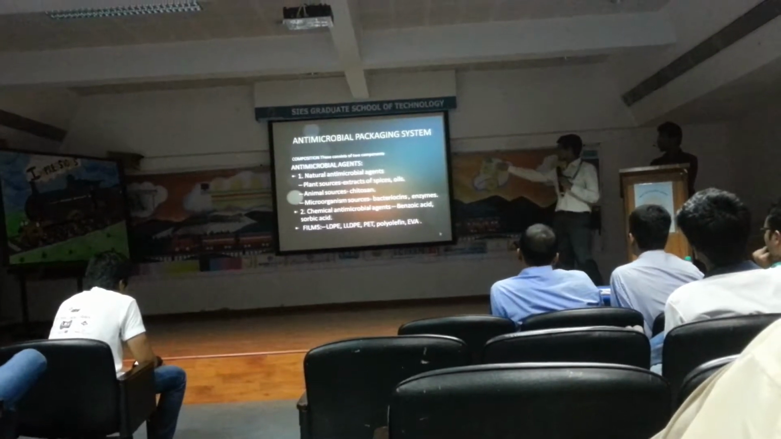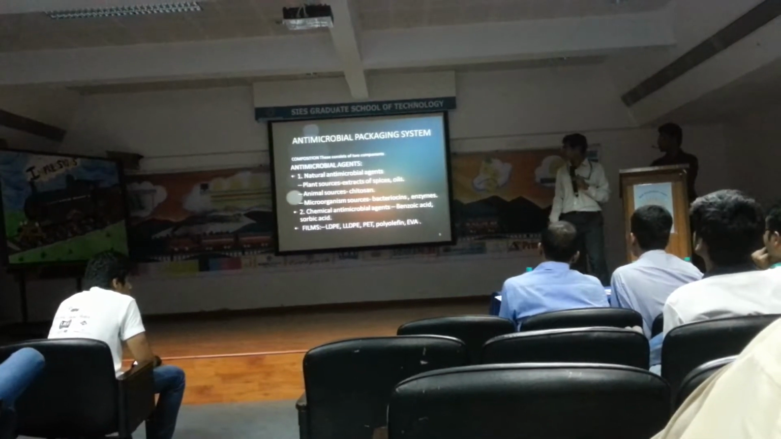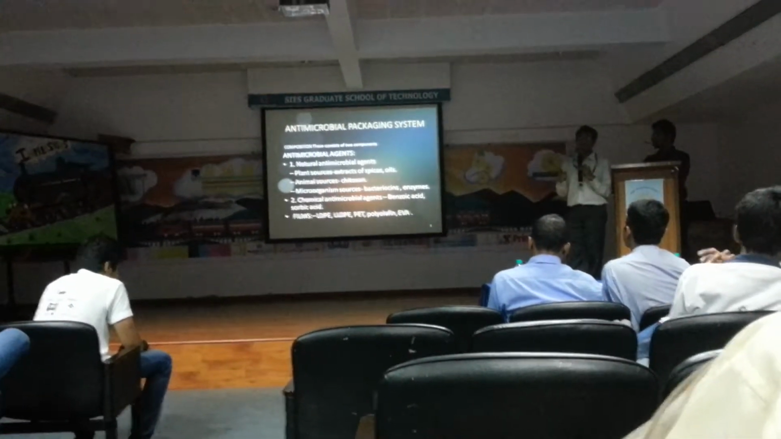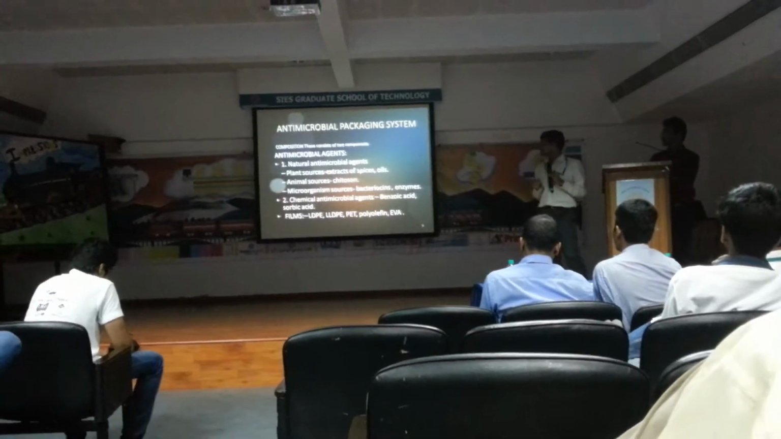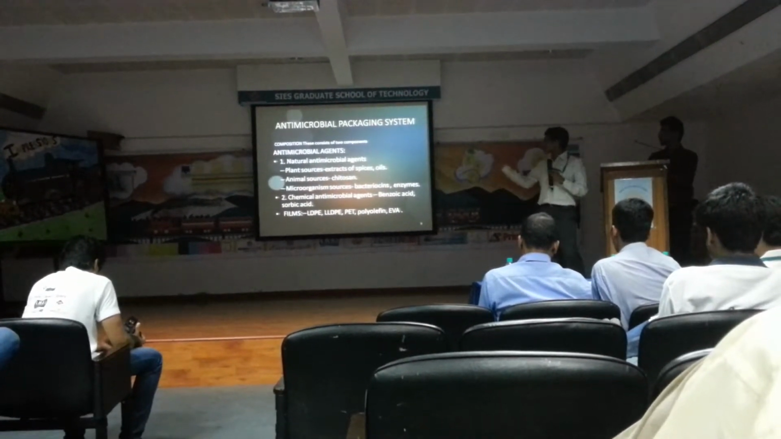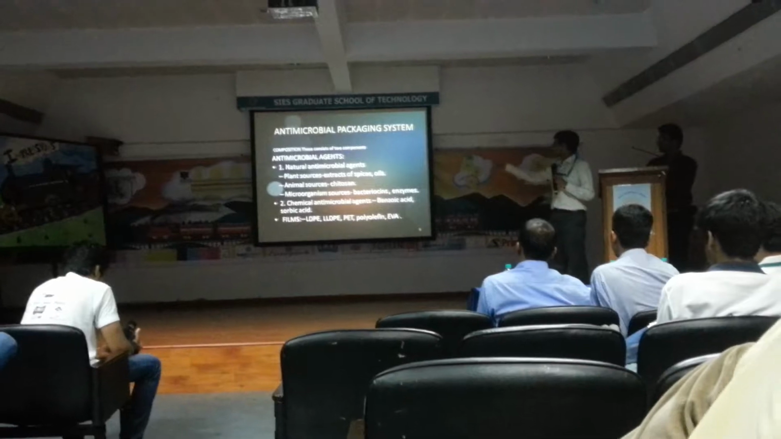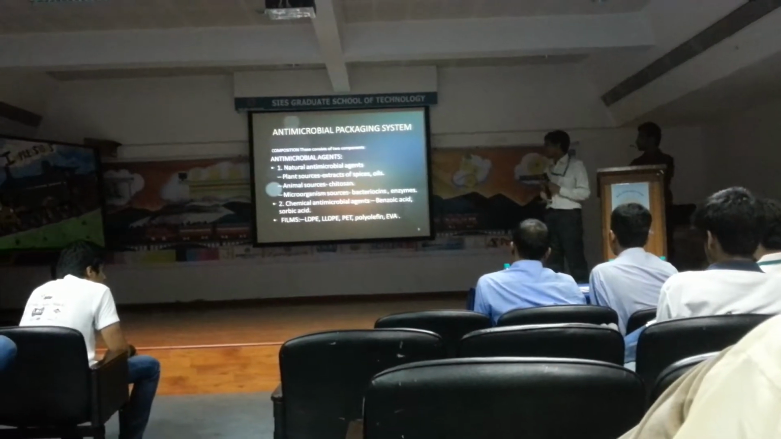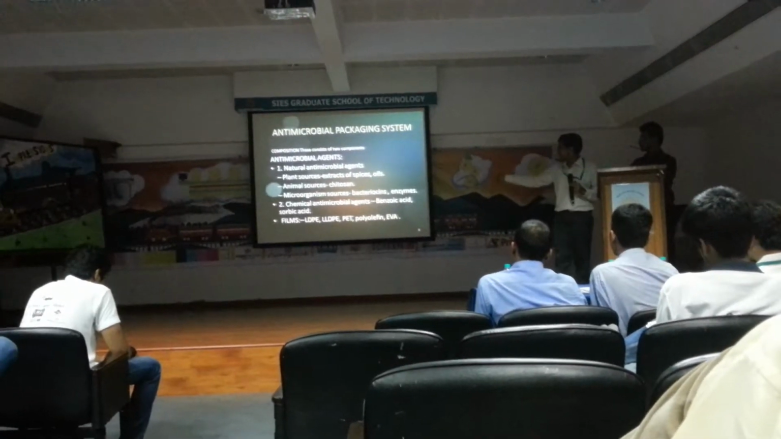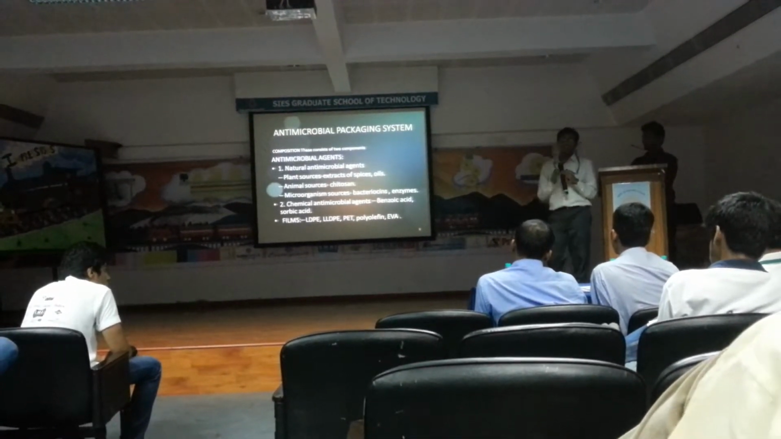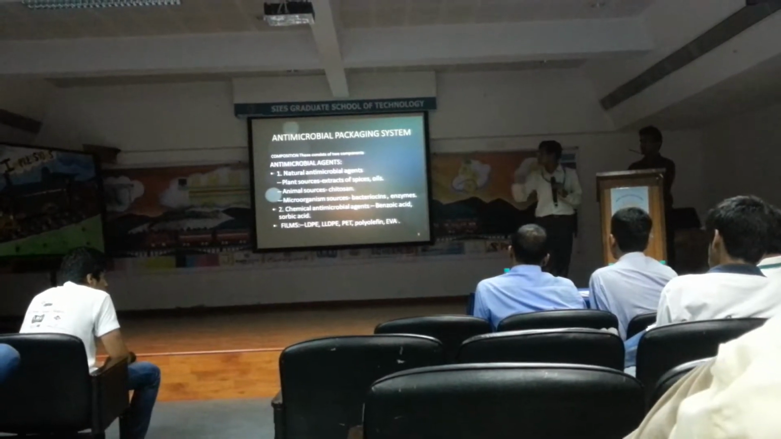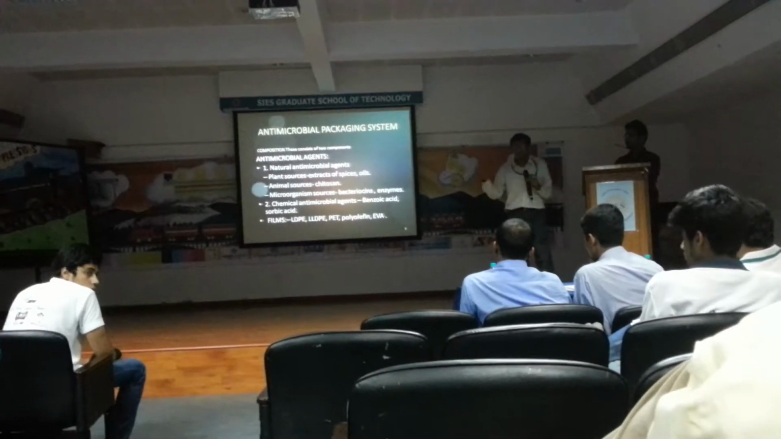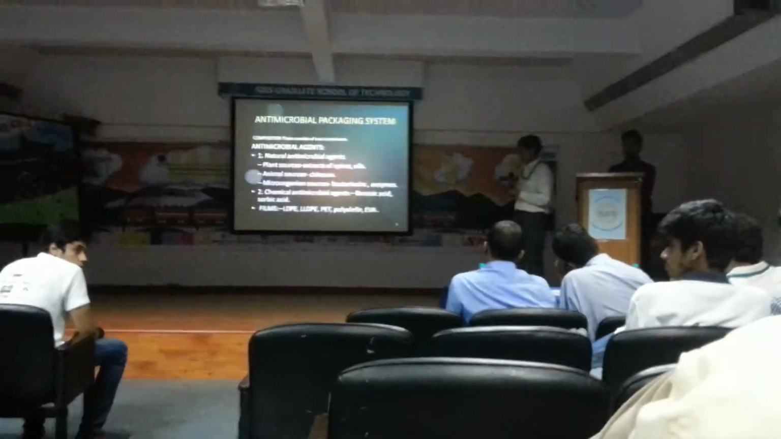These are the components of antimicrobial agents: natural antimicrobial agents and chemical antimicrobial agents. Two types of antimicrobial agents are there. Natural ones are obtained from plants, animals, and microorganisms. And chemical antimicrobial agents use sorbic acid and benzoic acid. And these films, LDPE, LLDPE, PET, polyolefin, and EVA, are the base materials on which these antimicrobial agents are applied, so that they are applied to the package.